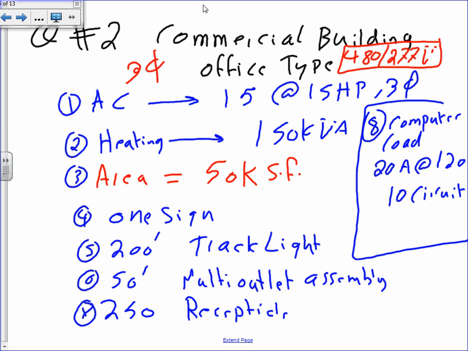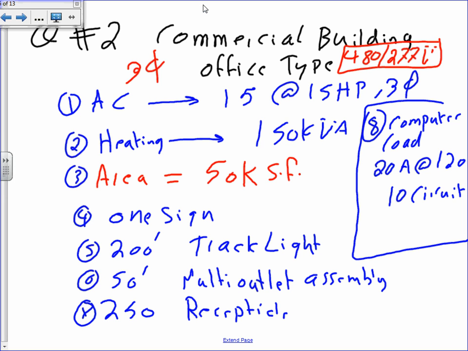I'll give you a few seconds, guys, to write this. I should have probably printed it for you. I apologize. The voltage system is 480-277. It's an office building, 3-phase. I have an AC that's burning at 15 horsepower. Actually, 15 ACs. Each one of them is 15 horsepower at 3-phase, 480. A heater that's running at 150 kVA. An area of 50,000 square feet. One sign, 200 track lights, 200 feet of track lights, 250 feet of multi-amp assembly, 250 receptacles, and computer load.